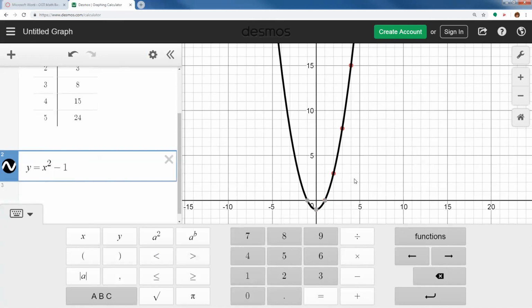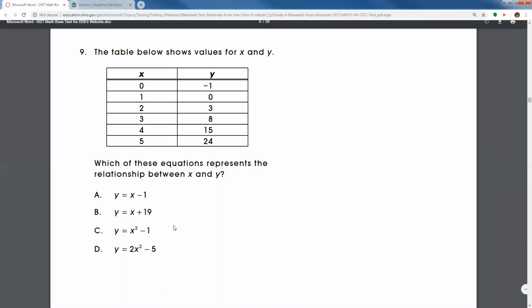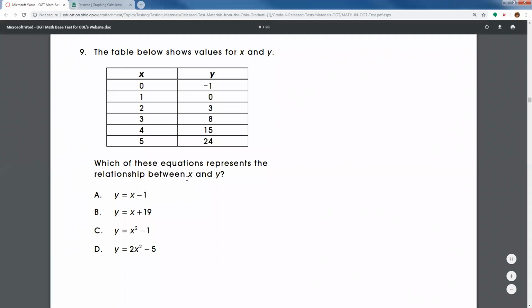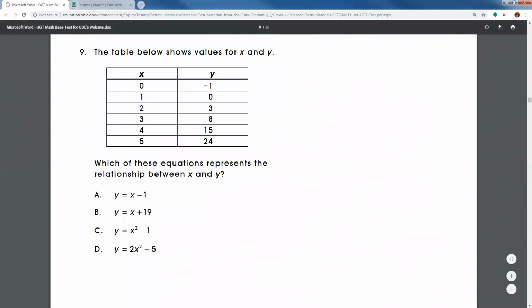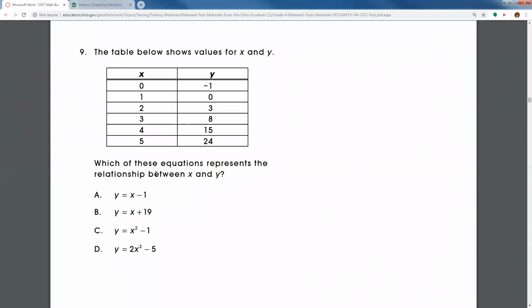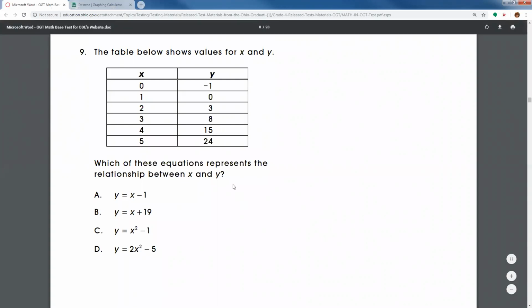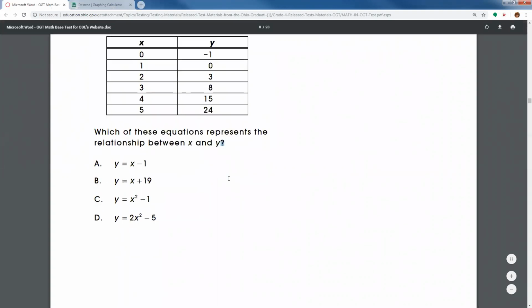Yep. This Desmos calculator is pretty nice, but it only really works for problems like this. If they give you a table and they ask which equation represents the relationship, you can use Desmos and type it in. But then you have to remember how to type it into Desmos. So it's a good and bad process because it's easier, but you have to remember how.